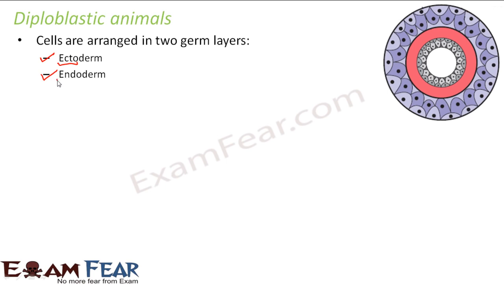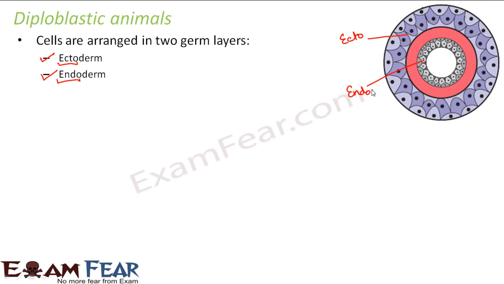Ecto always means outside and endo means inside. So the outside layer is ectoderm. Here, this purple colored outside layer is ectoderm, and this inner grey colored layer is endoderm. So this layer is ectoderm and this layer is endoderm. This is how the cell looks.